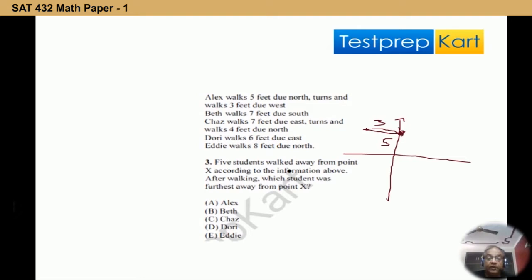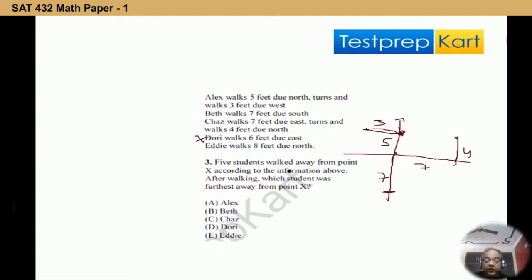Beth walks 7 feet due south, so that's 7 feet this side. Chaz walks 7 feet due east, 7 feet this side, and then turns and walks 4 feet due north, so 4 this side. Dory walks 6 feet due east. Now, if you see that Dory walks only 6 feet, so let's not take Dory as such, because just by inspection, one can say that it is less than Chaz.